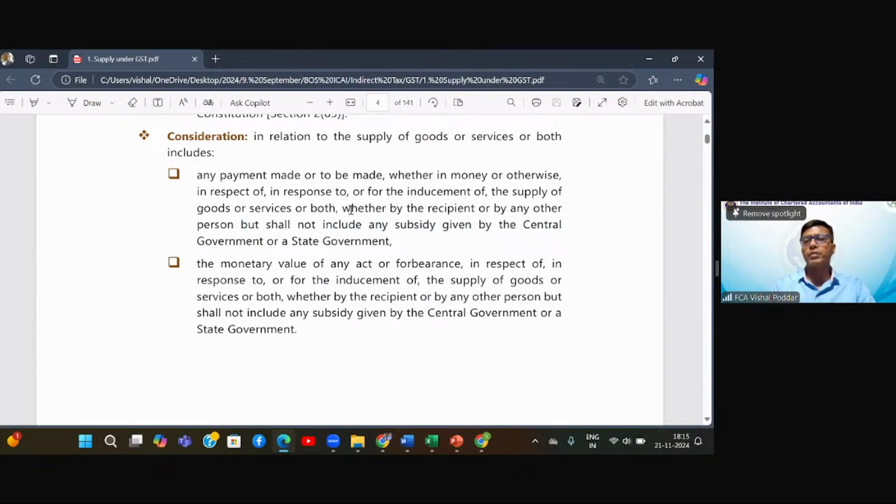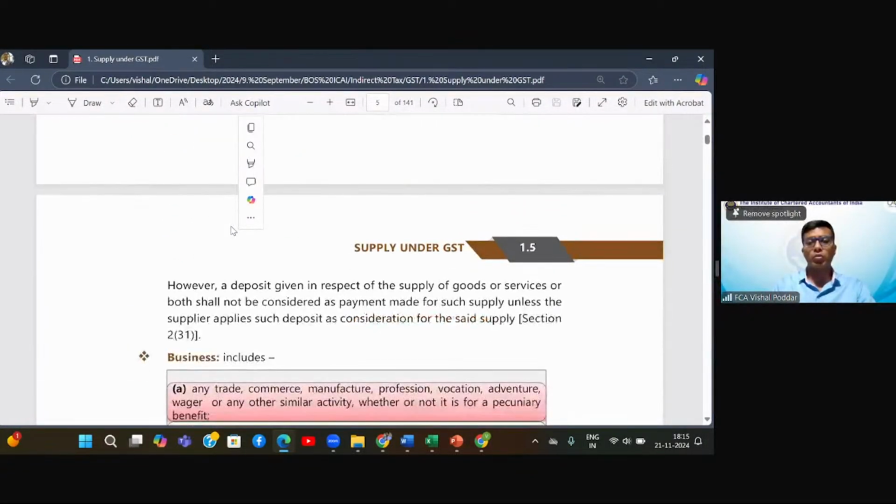However, if this payment of consideration is by the recipient or by any other person, it will be included. Now, both these points are contradictory. So where consideration is 100, you are paying 60 because 40 somebody else is paying. Who is this somebody? Central or state government, because it has given a subsidy, so 40 is not included. But if this 40 is paid by a third person or even a local government, it will be considered as part of consideration. So this is what is important to be noted.